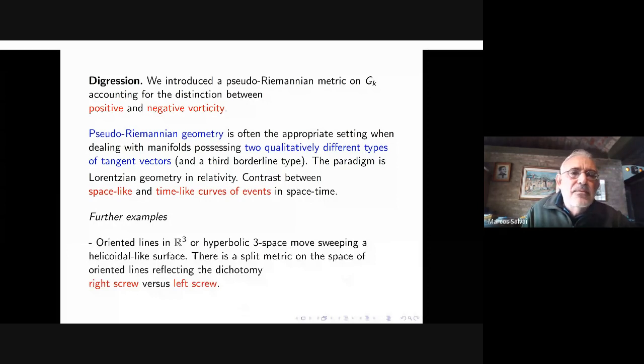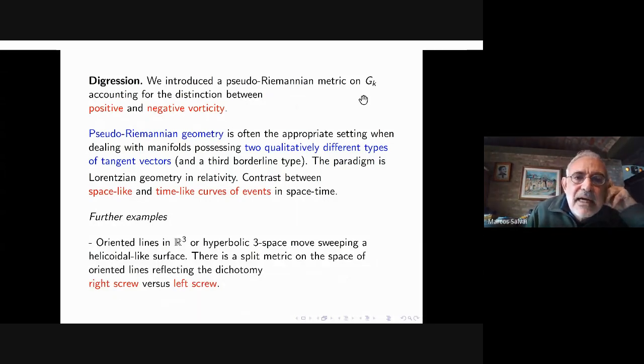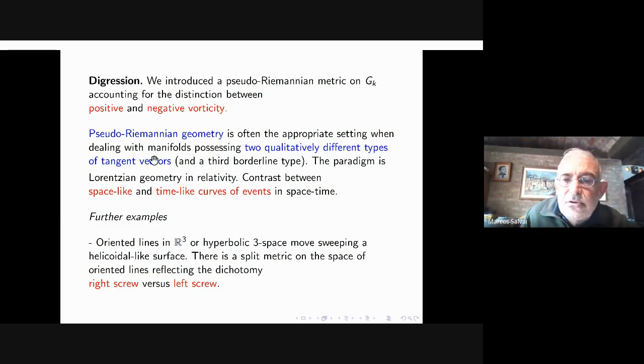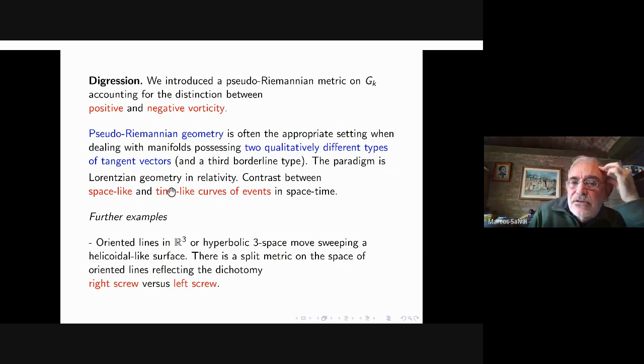telling you. Digression. We introduced a pseudo-Riemannian metric on GK accounting for the distinction between positive and negative vorticity. So pseudo-Riemannian geometry is often the appropriate setting when dealing with manifolds possessing two qualitatively different types of tangent vectors. Of course, and a third borderline type. The paradigm is Lorentzian geometry.